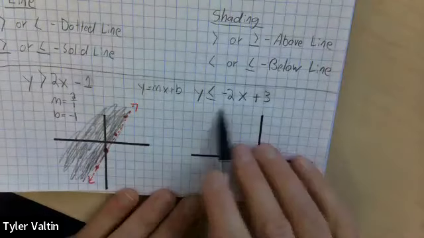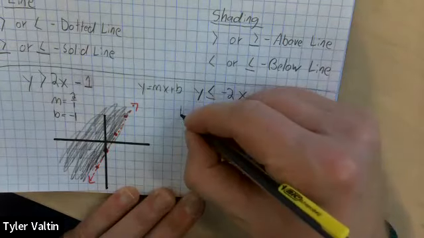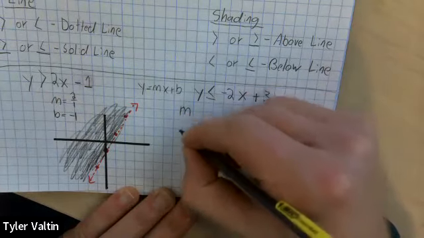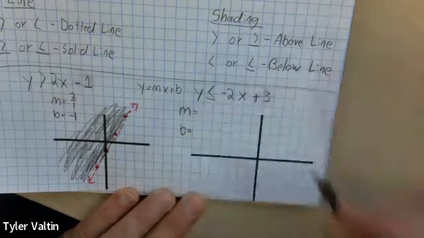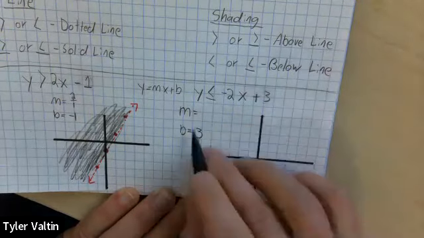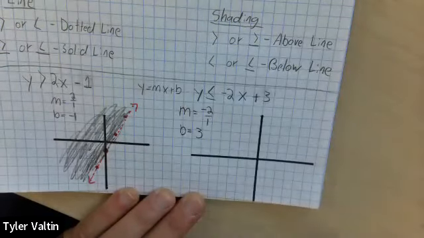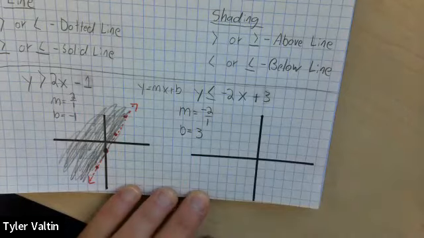So again, this is written in y equals mx plus b form. My slope and my y-intercept I need to pull out. My y-intercept is going to be +3. My slope is going to be -2/1. And I have all the information I need to create that line.